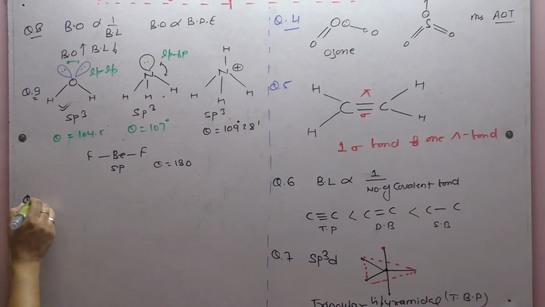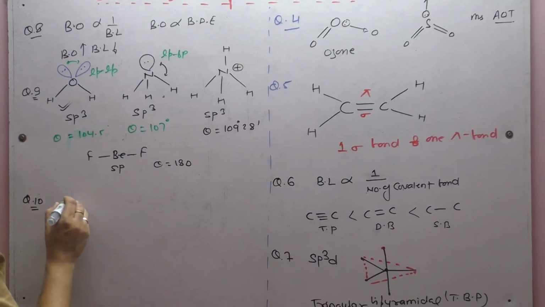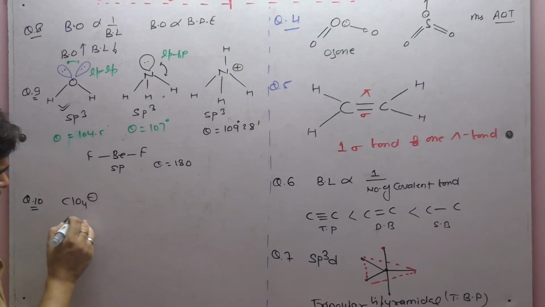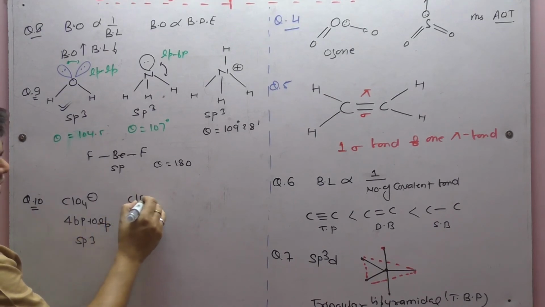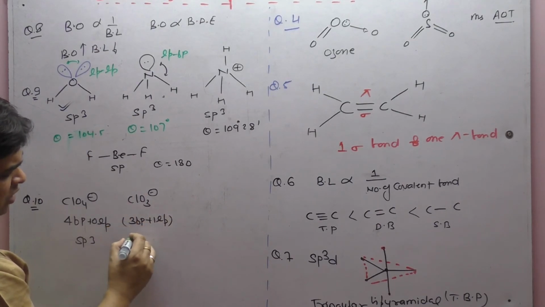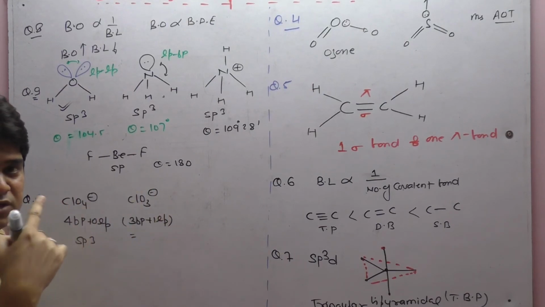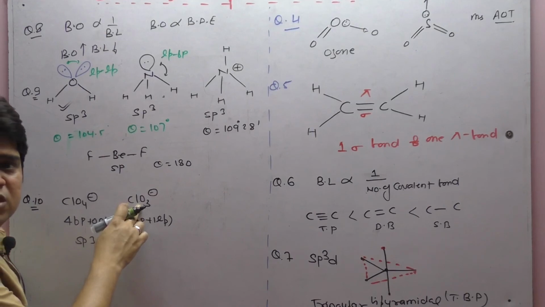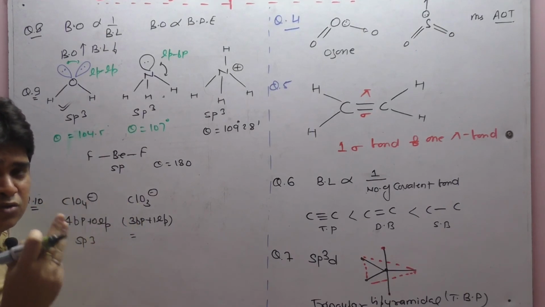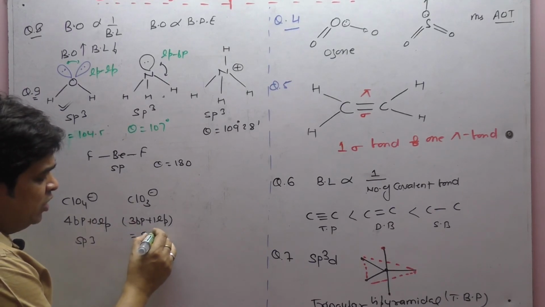Now come to question number 10. Question number 10 is hybridization. In ClO4 minus, we have 4 bond pairs and 0 lone pairs, so it is sp3 hybridized. In case of ClO3 minus, we have 3 bond pairs and 1 lone pair. You can easily find out the hybridization. Chlorine has 7 valence electrons, plus 1 for the minus charge, so total valence electrons is 8. 3 oxygens are there, so they form 3 bond pairs. So 6 electrons are used and 1 lone pair is left. That's why 3 bond pairs and 1 lone pair. It is also sp3 hybridized.